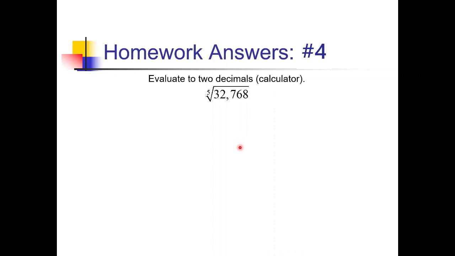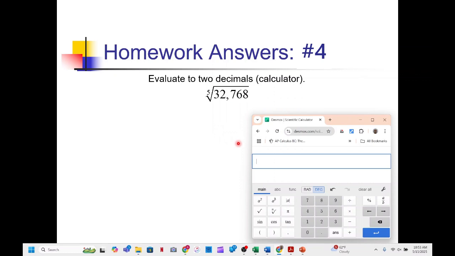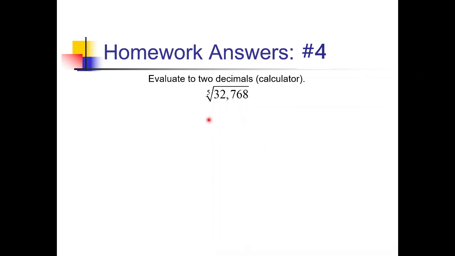For this problem, they want the fifth root of 32,768, and calculator is an option. So one way you could do this on your calculator is you could do 32,768 to the 1 over 5 power. That's certainly one way to do it. Or you could do nth root and put a little 5 up here, and then put your radicand in there. So 32,768, and that apparently comes out to exactly 8. Nice. Don't even have to round it off.